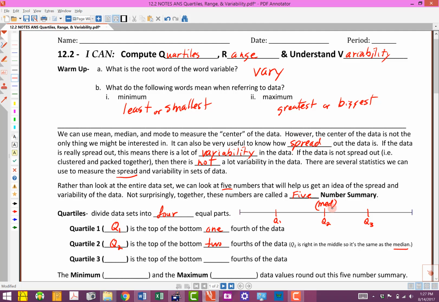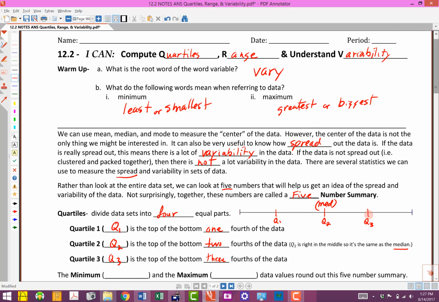In fact, we very seldom write Q2. A lot of times we'll just call that the median. And then quartile 3, Q3, it's the top of the bottom 3/4 of the data. That's why we use a 3 to represent that. It's the very top of the bottom 3/4 of the data, 1/4, 2/4, 3/4, so it goes right there.